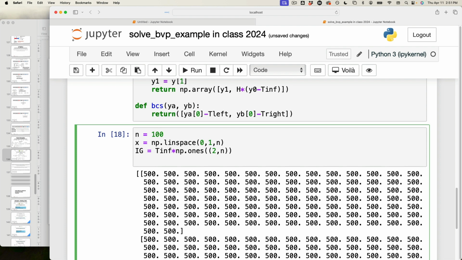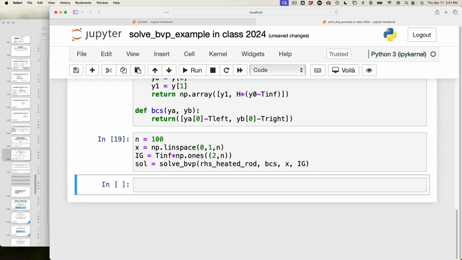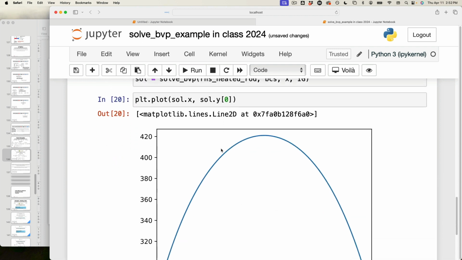Right? Shall we solve it? sol equals solve_bvp. I'm going to give it the right-hand side, heated rod. We need to give it the boundary conditions, BCs. This is going to override the name we declared earlier for boundary conditions, okay? And x for the domain values and your initial guesses. Okay? It did something, so let's plot it. plt.plot sol.x or x and sol.y0. That's what matters to me, the temperature. Okay.